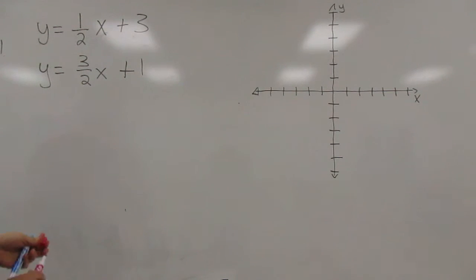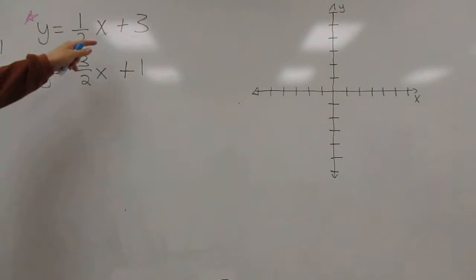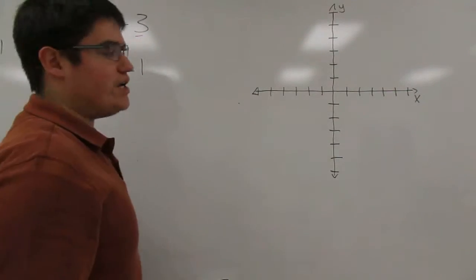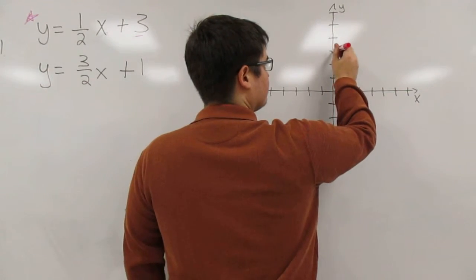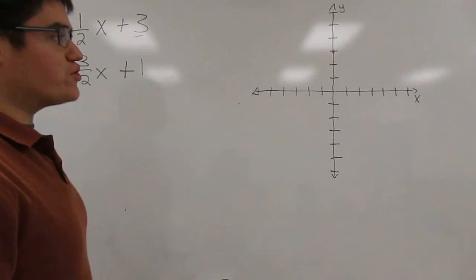Okay, so I'm going to graph the first one in pink, and notice that these are already in the y equals mx plus b form. So we know how to graph those. If not, check an earlier video. We'll start here with our y-intercept of 3: 1, 2, 3. (0, 3). And then our slope's 1 over 2.